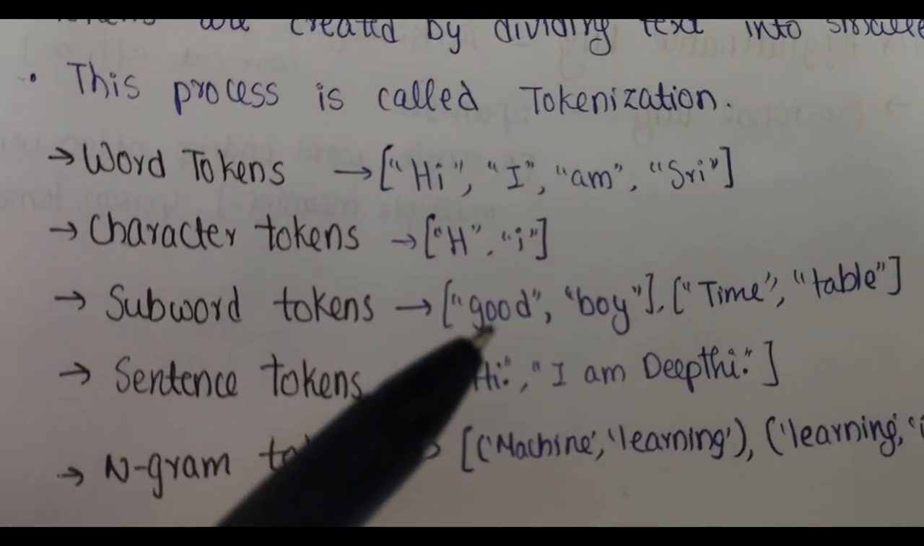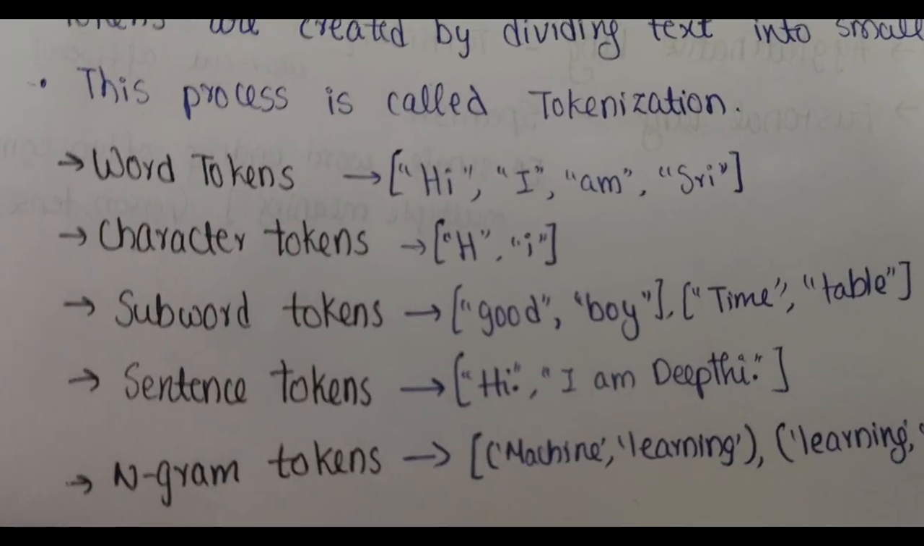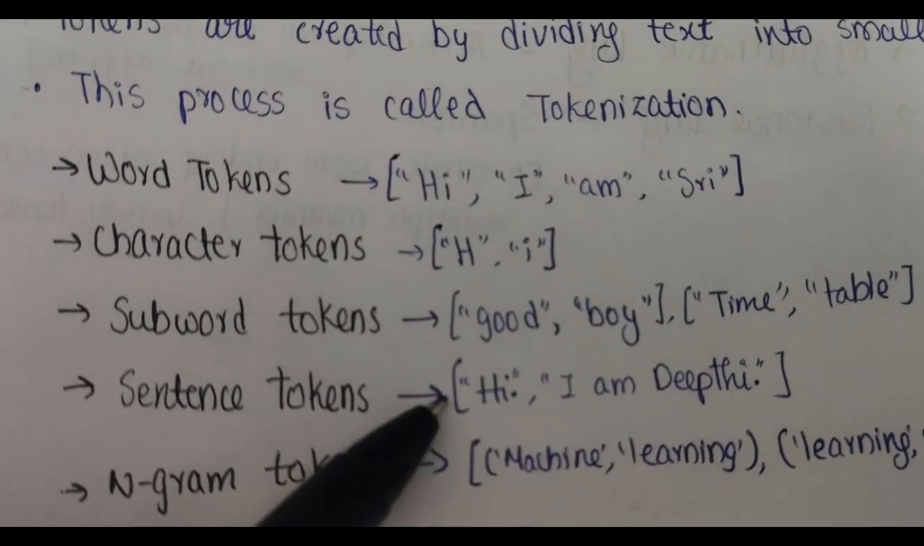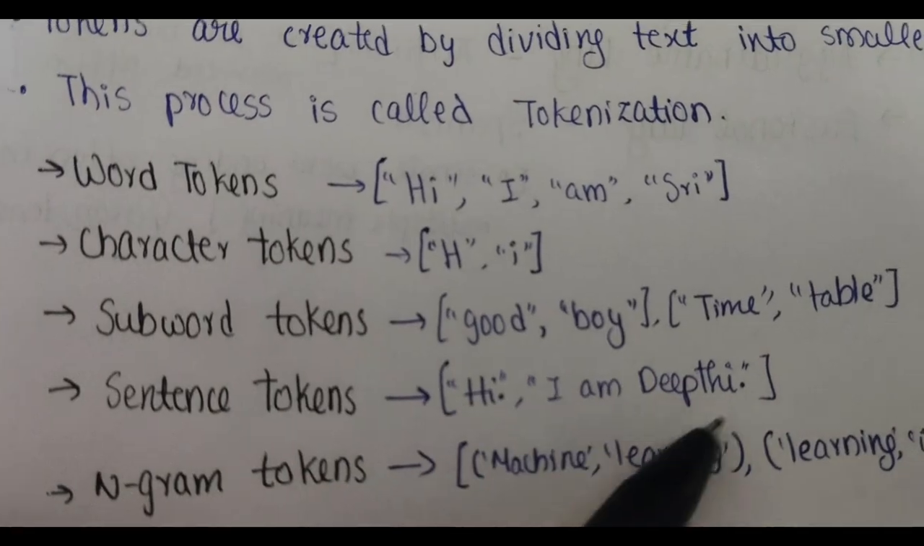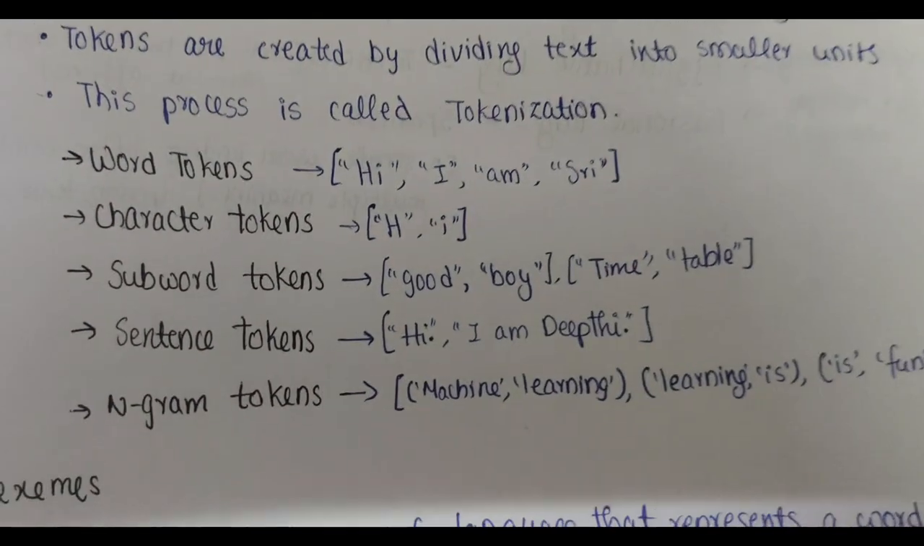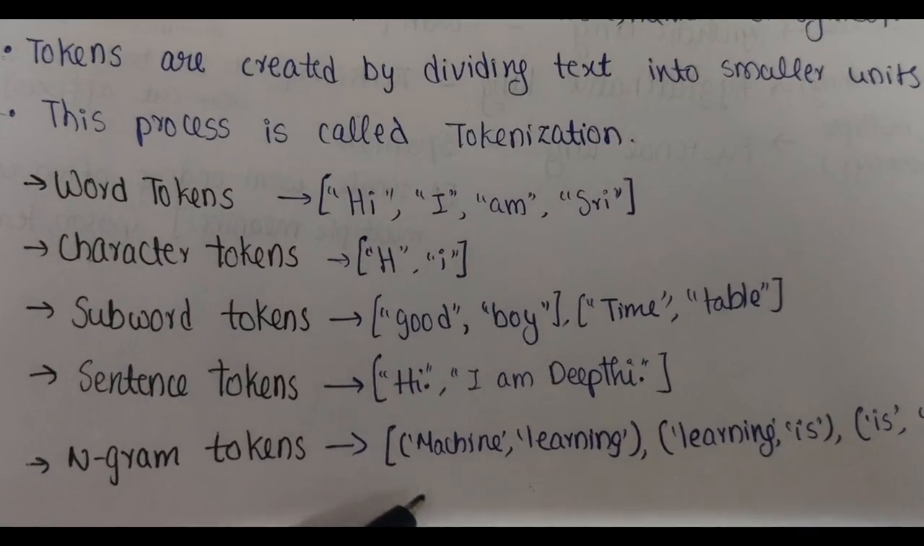If I say "Hi, I am Deepthi, how are you?" those are 3 sentences in the same paragraph, right? So "Hi" would be the first token, "I am Deepthi" will be the second token, "How are you" would be the third token. Next is n-gram tokens.